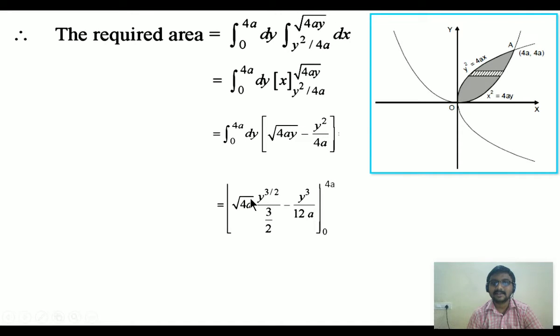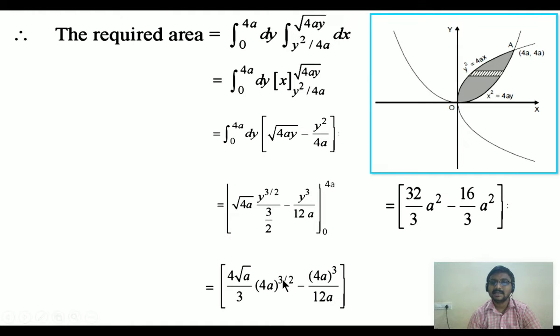Root of 4a is constant. Root y integration, that is y power 1 by 2 integration, is y power 3 by 2 by 3 by 2. Minus 1 by 4a constant. Y square integration is y cube by 3, that is y cube by 3 into 4a is 12a. Now we have to replace the upper limit as 4a and the lower limit as 0. Substituting the upper limit and then the lower limit and simplifying, we will get the result as 32a square by 3 minus 16a square by 3, that is 16a square by 3, taking the LCM.